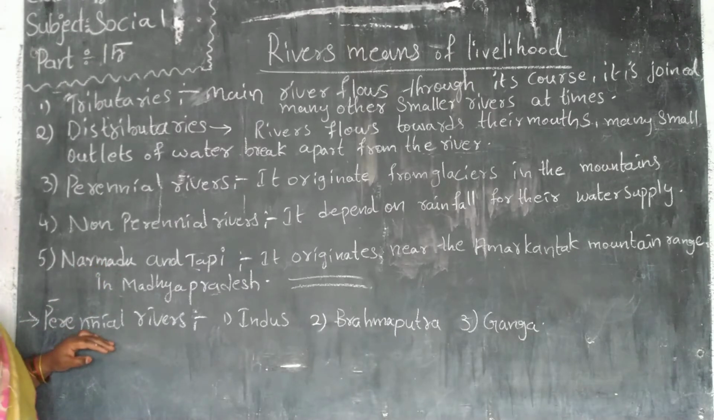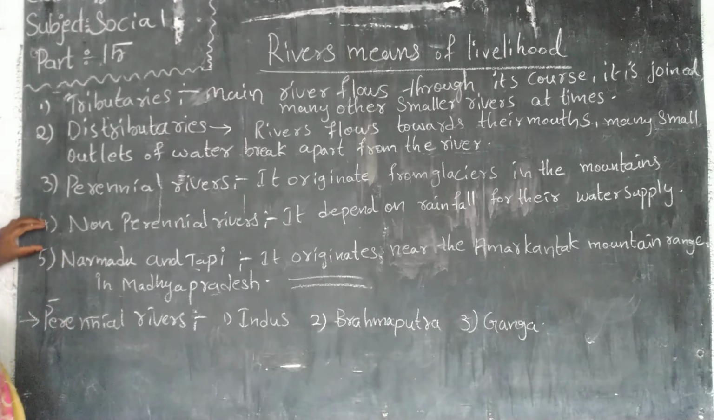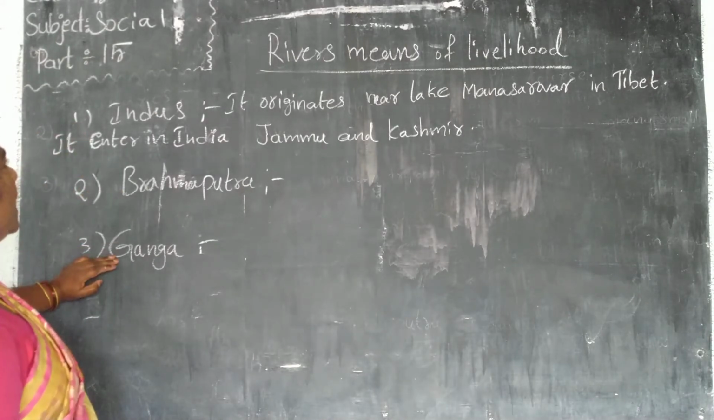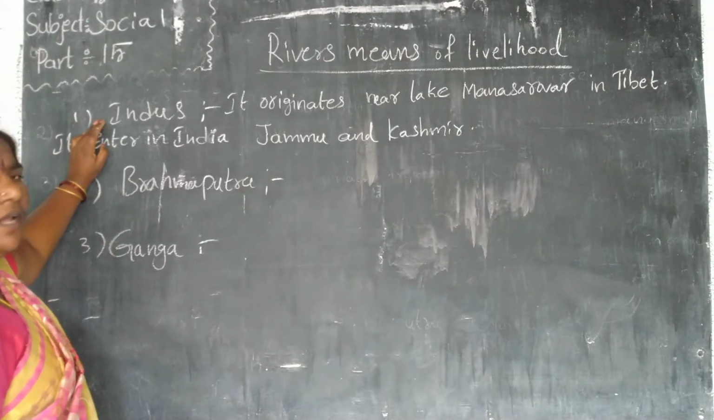Now we have learned about the non-perennial rivers. Now we have to discuss the perennial rivers. Yes, let's discuss the perennial rivers: the rivers Indus, Brahmaputra and Ganga. Now we have to discuss the Indus.